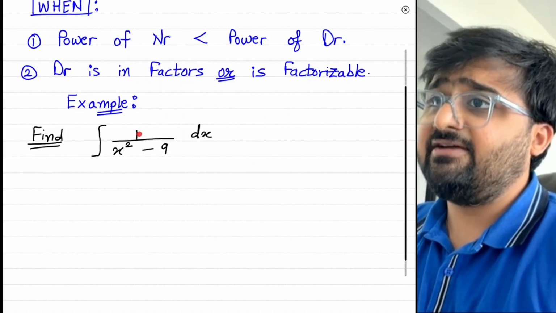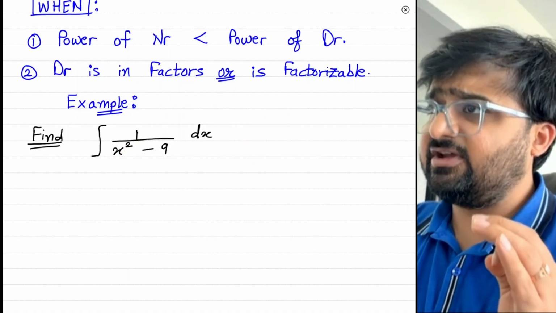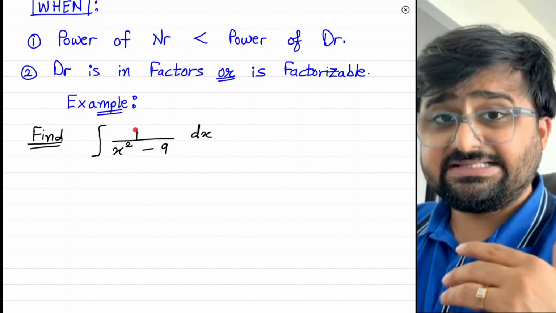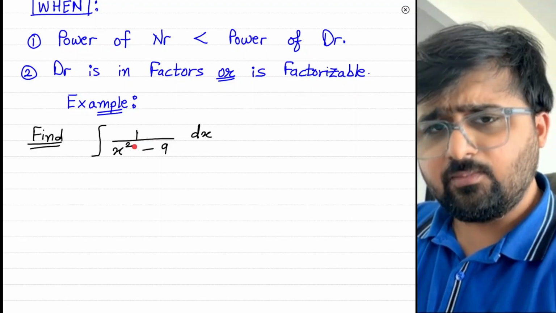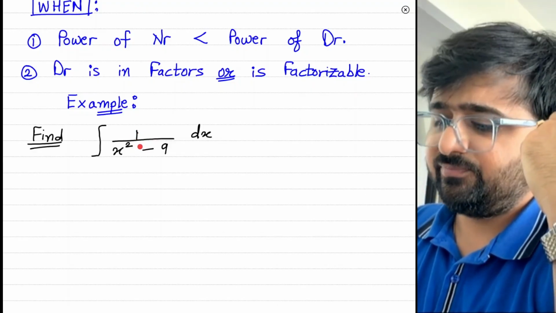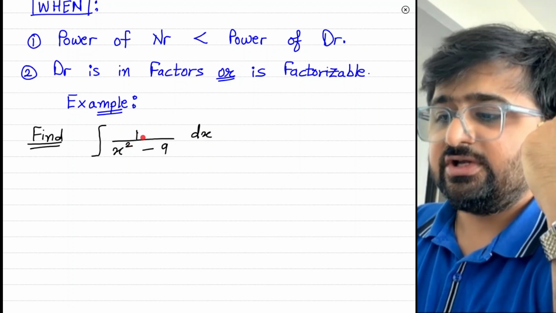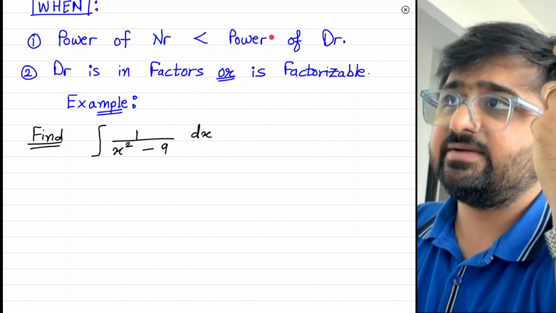Let's look at an example in order to understand this even better. In this case, I have the integral of 1 over x squared minus 9. First, let's see if condition number 1 is satisfied. Both the numerator and the denominator are polynomials in x. The power of the numerator is 0, and the power of the denominator is 2. So condition number 1 is satisfied: the power of the numerator is less than the power of the denominator.